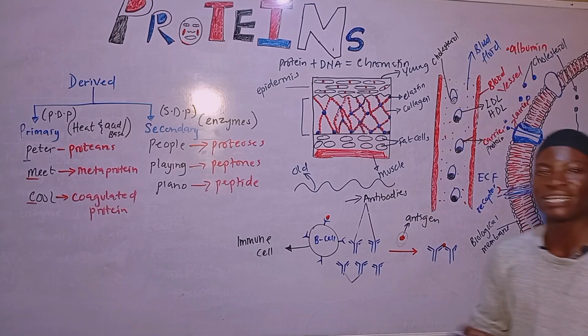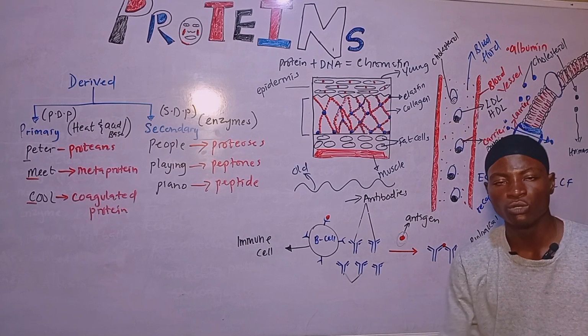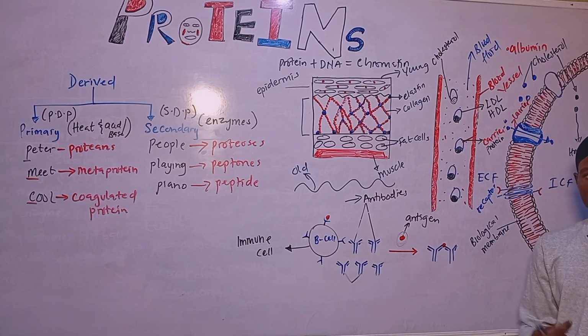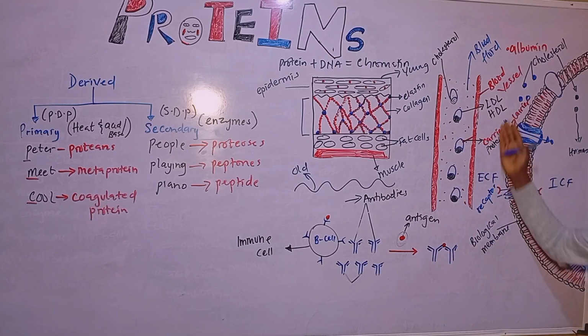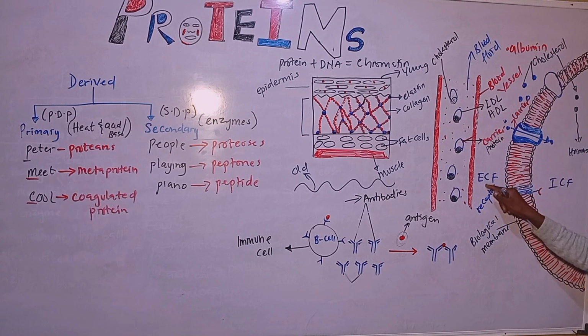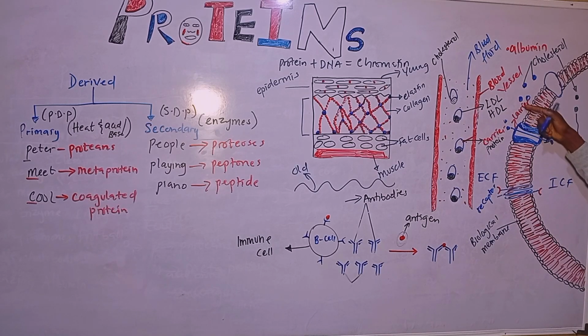Protein helps in the transport of molecules into the biological system, or into the cell. You understand? It helps to transport molecules from the extracellular fluid into the intracellular fluid. That's basically a transport protein. So this is an example of a carrier protein.